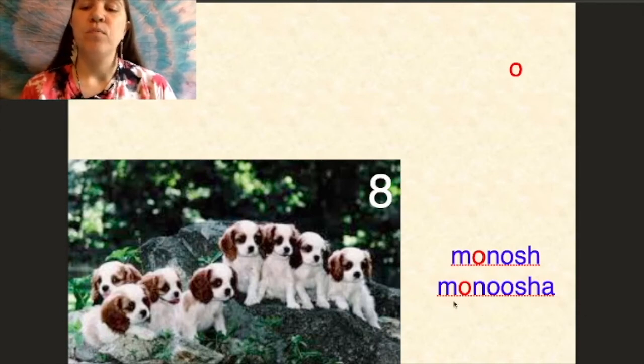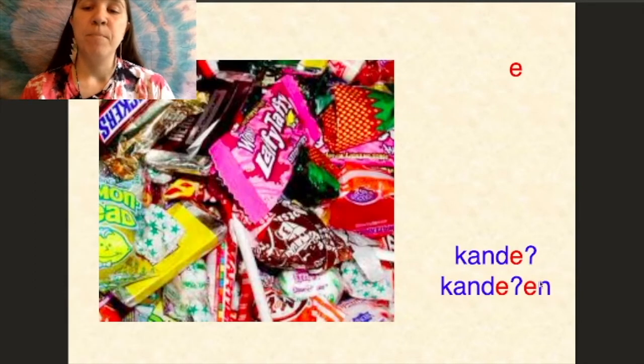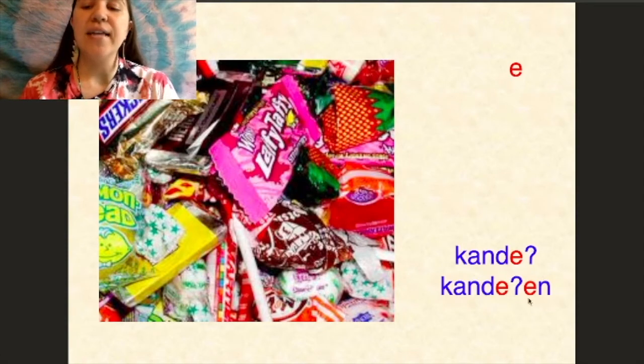monosha. And this is our word for eight, monosh, monosha. And for an e sound in Chukchansi, we have an example word of kande, kandein. And this is our word for candy, kande, kandein.